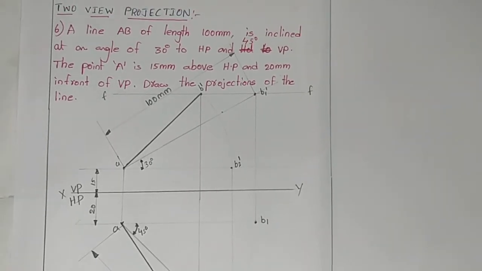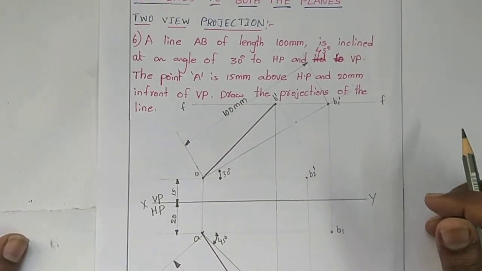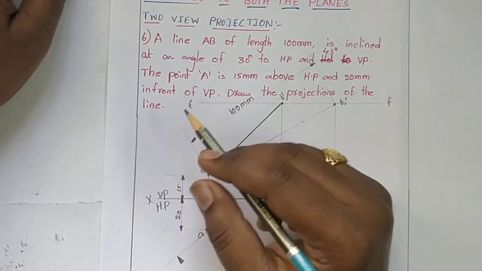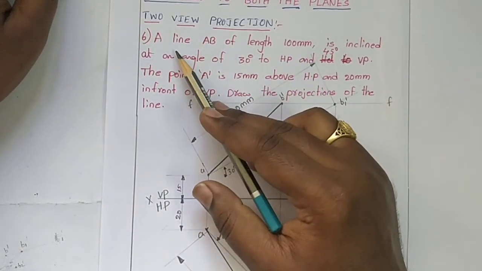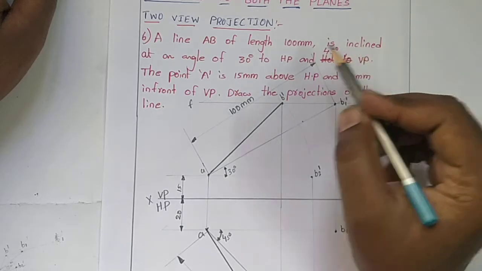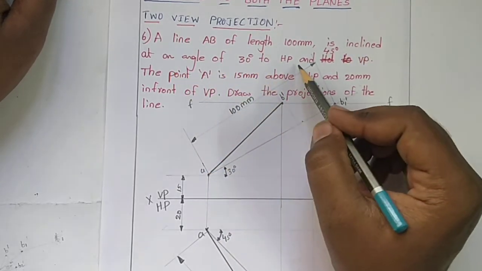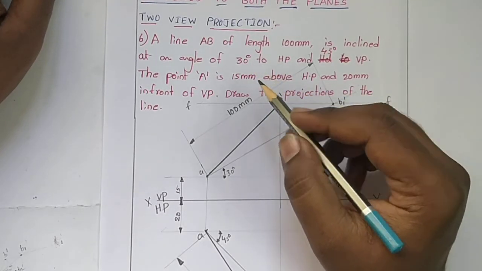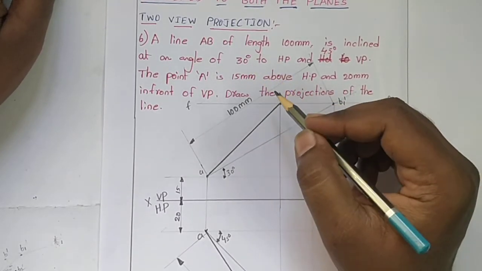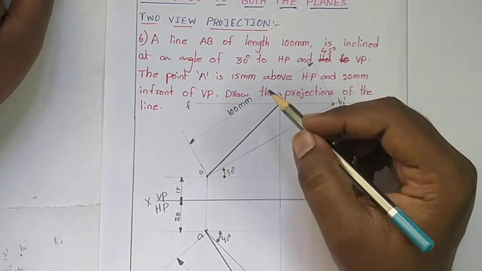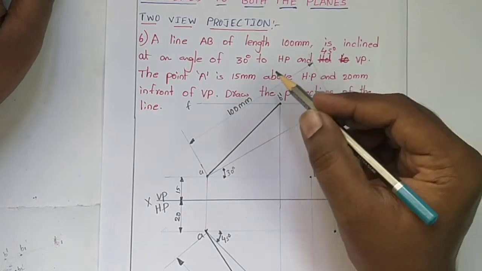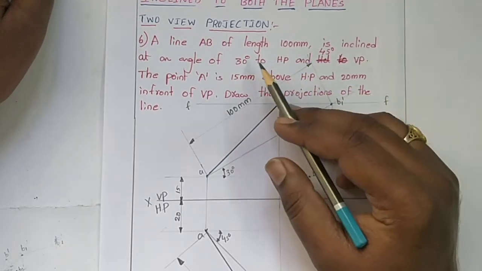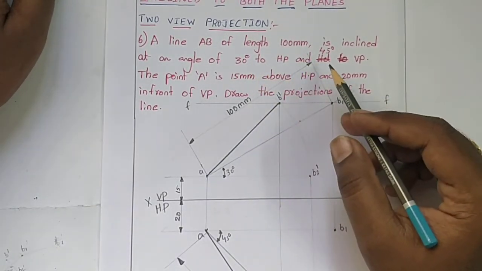Okay, here first we drew it. Here I am going to explain one more. A line AB of length 100 mm is inclined at an angle of 30 degrees to HP and 45 degrees to VP. In the previous case, they had given only 30 degrees to HP or 45 degrees to VP. That is inclined to one plane. But in this problem, it is inclined to both the reference planes.